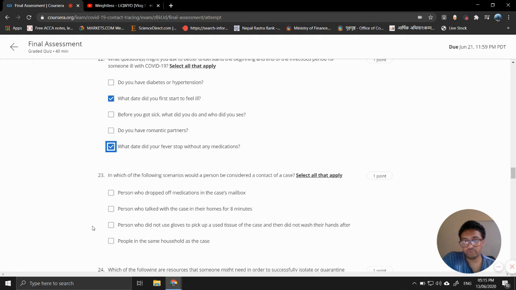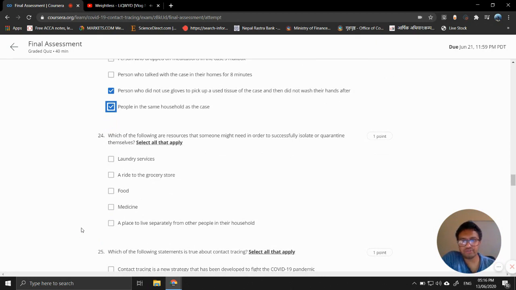23rd question is, in which of the following scenarios would a person be considered a contact of a case, right? So it will basically be a person who did not use gloves to pick up a used tissue of the case and did not wash their hands after. That will be your first option. Your second option will be people in the same household as the case. Okay.